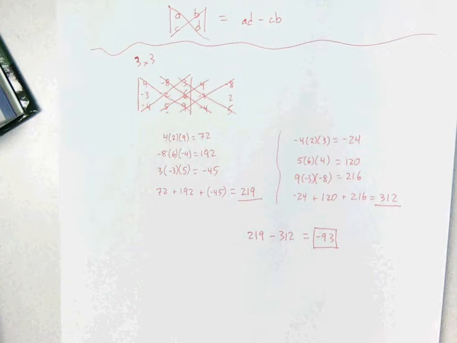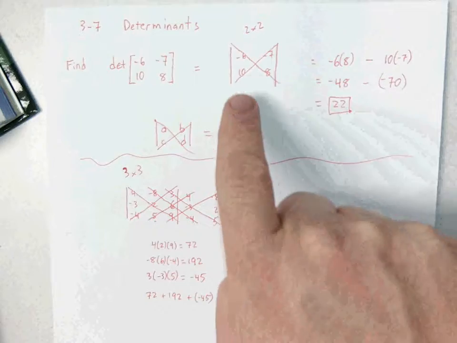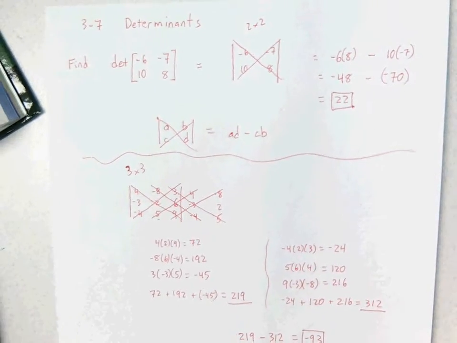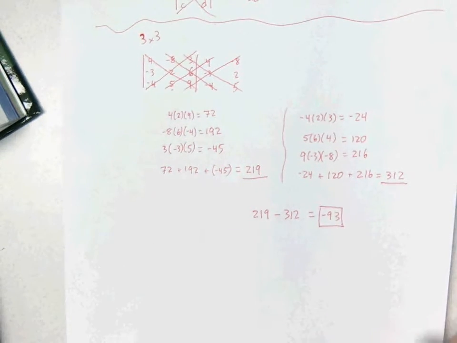What I want to show you now is how you can do that, especially a 3 by 3, using a calculator. With a 2 by 2, it's probably faster to just do it by hand than to use a pull-out calculator. On that first one we did, take negative 6 times 8, take 10 times negative 7, and then subtract those 2 things. That's faster than getting out the calculator. But when it comes to a 3 by 3, I don't know that it's worth doing all of those products. So I would like to show you how to use a graphing calculator to do so.